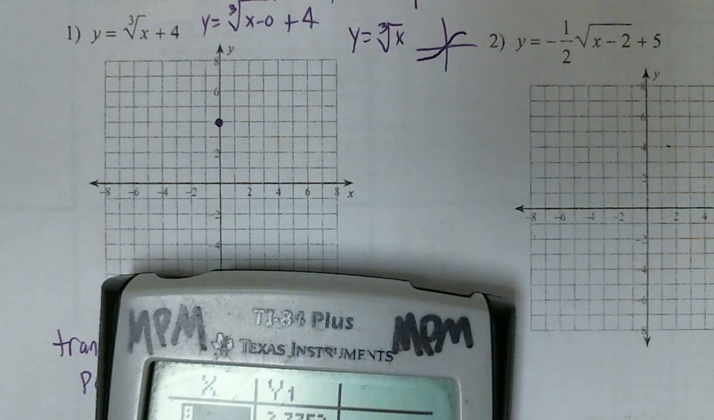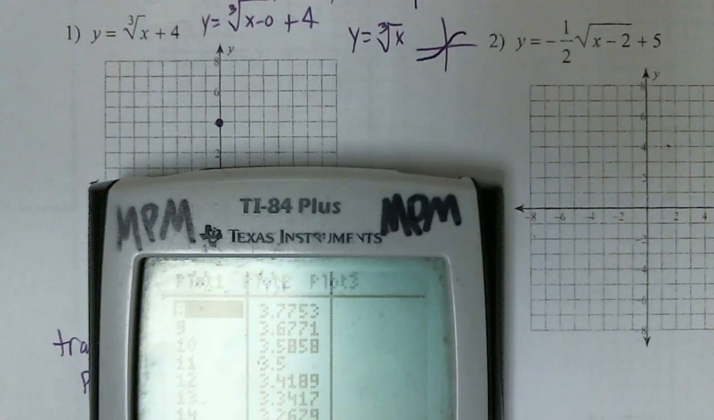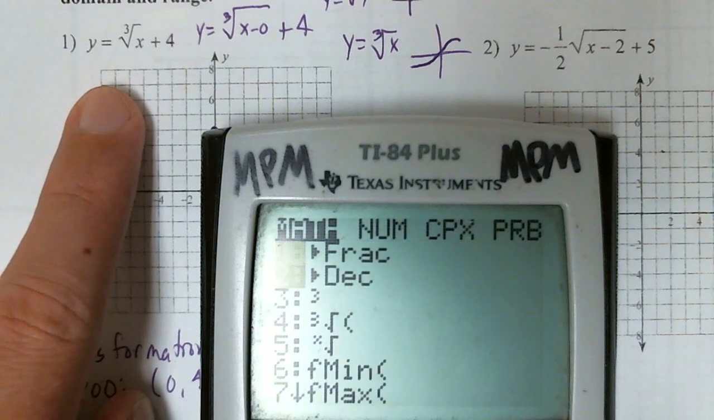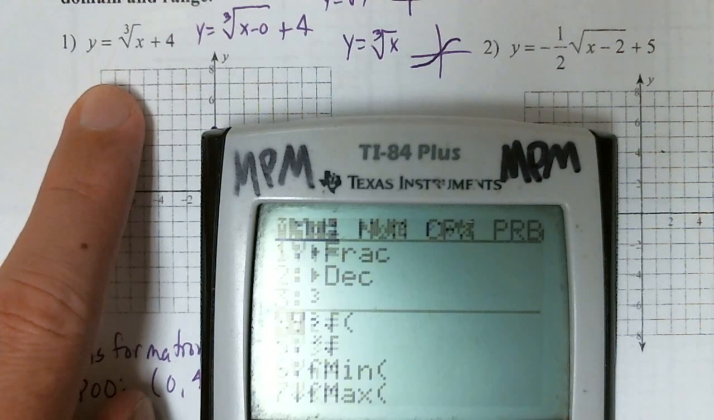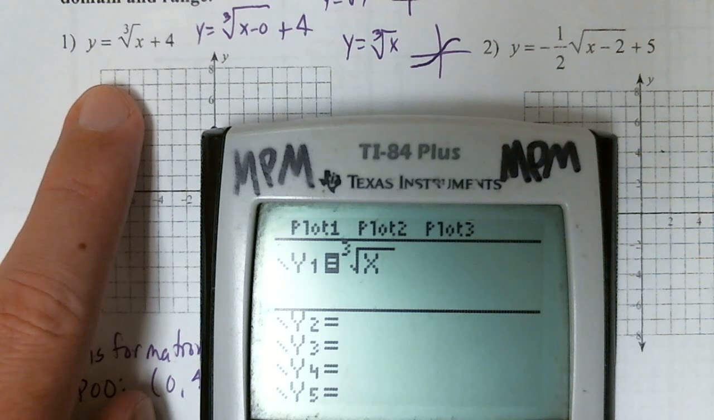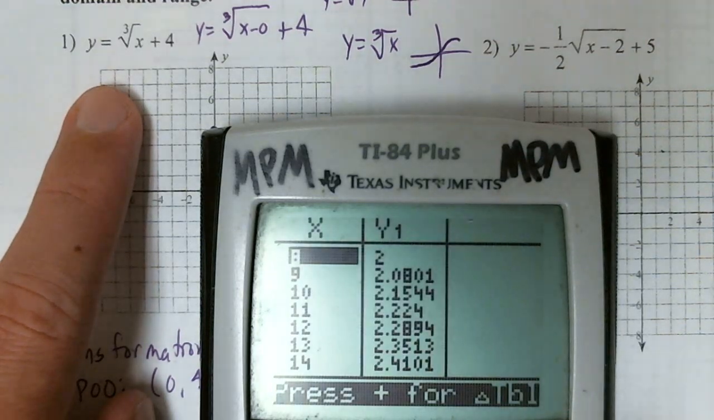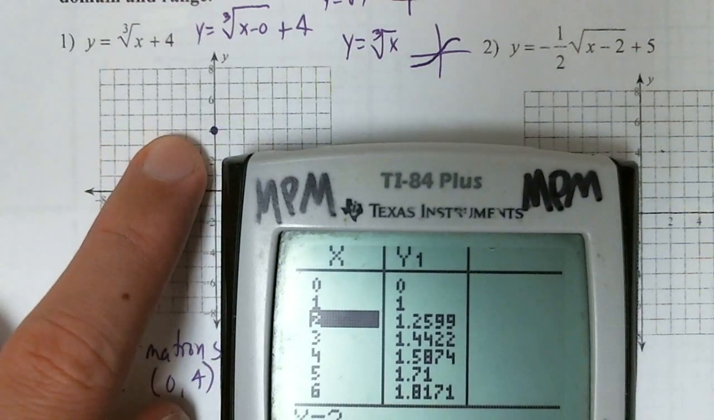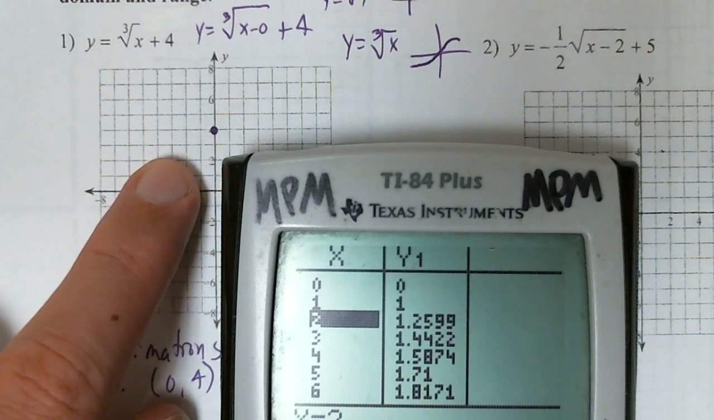For this one here, I could go to y equals, and I could type in what I see. I could just go math, option 4, the cube root of x, and then go second table, and I could go grab some points. I'm not gonna ask you guys to do this. If you want to, that's fine.